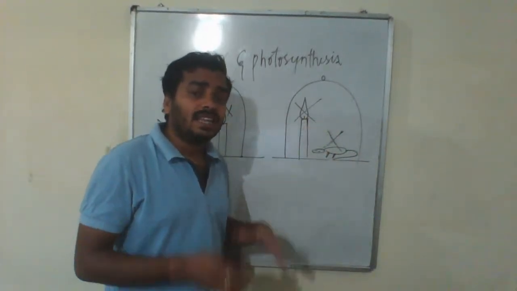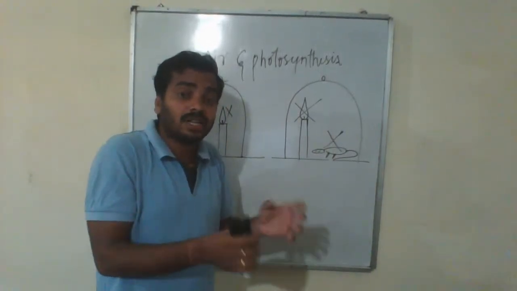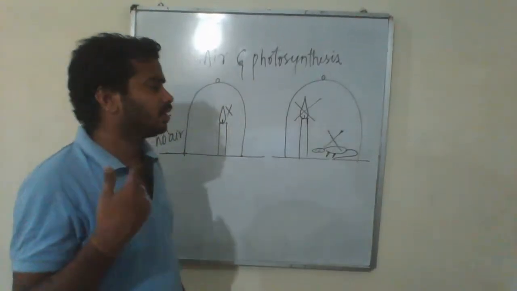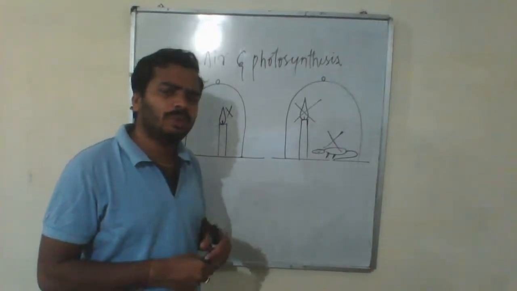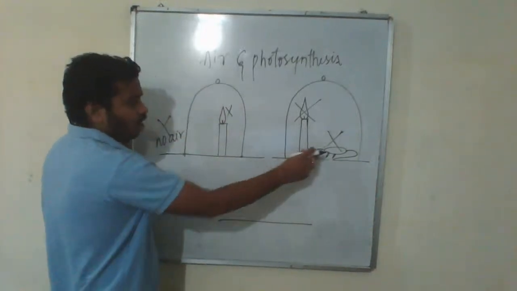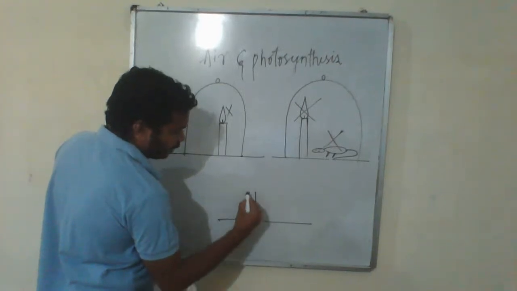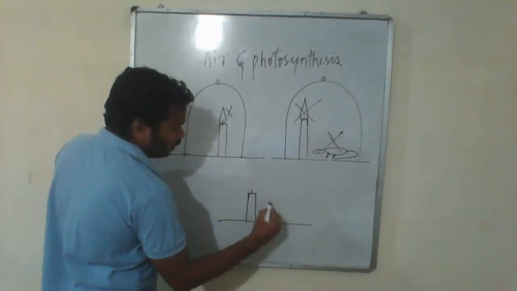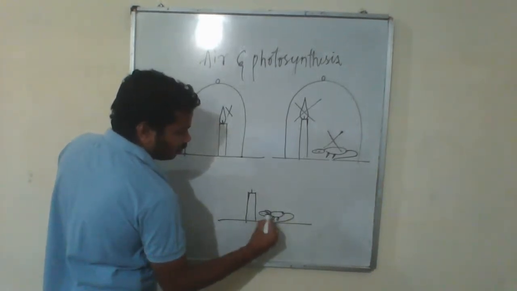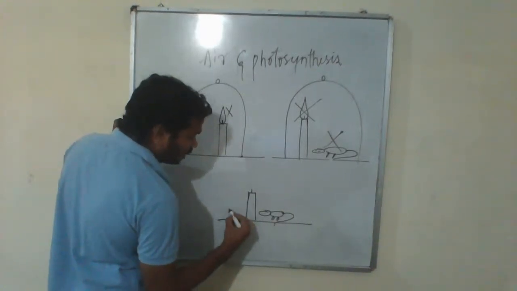Why has this happened? There is something outside which is keeping them alive. Joseph Priestley had a thought. Then he started assuming that a plant is kept in that bell jar along with this candle and mice. So what he did was he kept this candle and a mouse along with a mint plant.